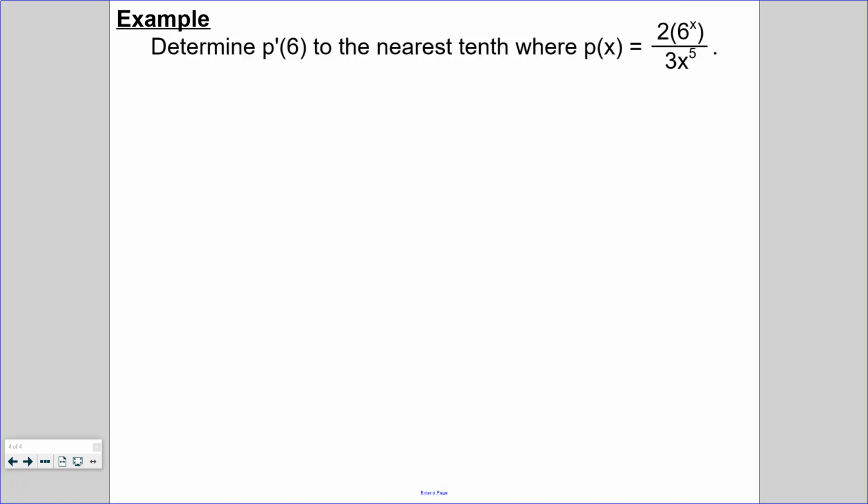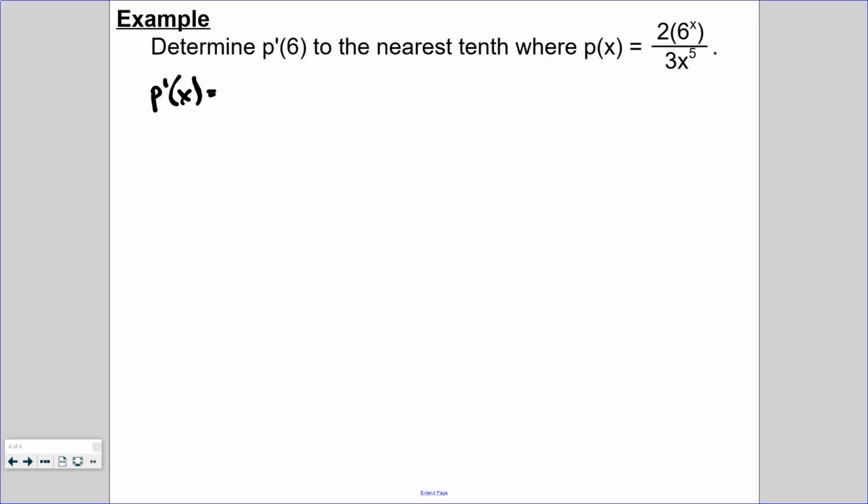Now our final example is asking us to determine p prime of 6 to the nearest tenth, where p of x is equal to 2 times 6 to the x power all over 3x to the fifth. So this time we're being asked to find the derivative at a specific point. But before we can find the derivative at a specific point, i.e. 6, we first need to find the general derivative. So that means we are going to be looking for p prime of x.